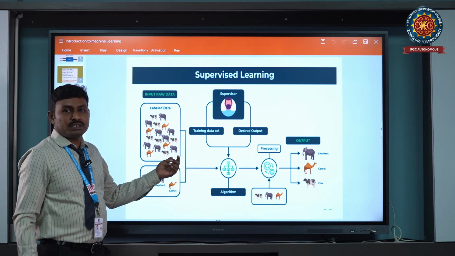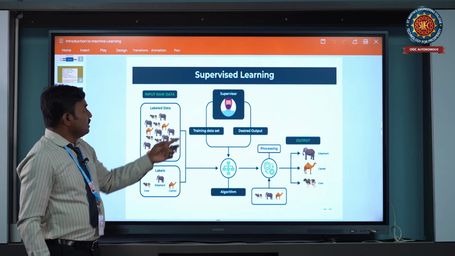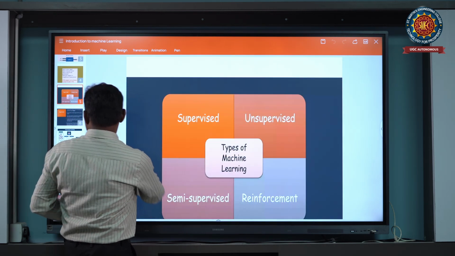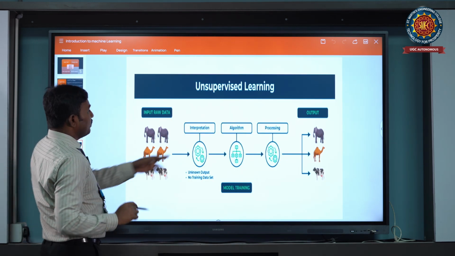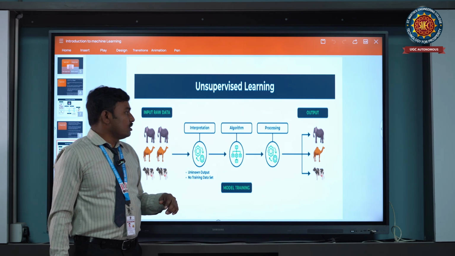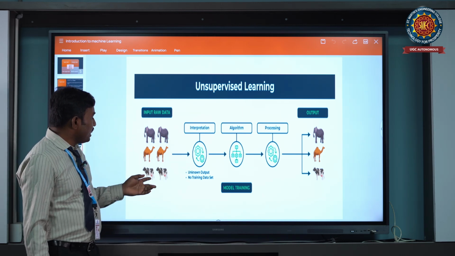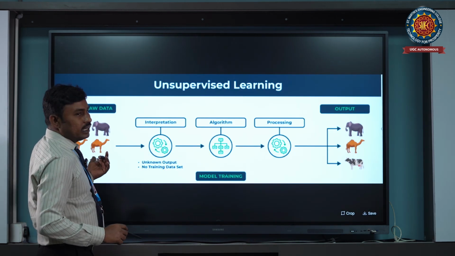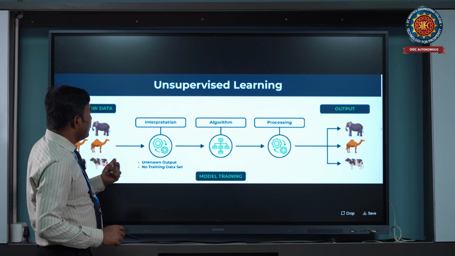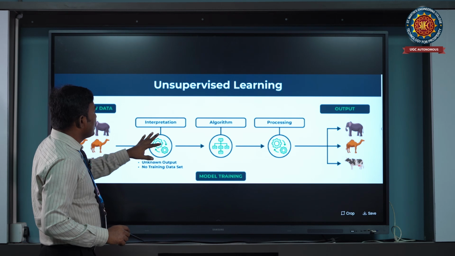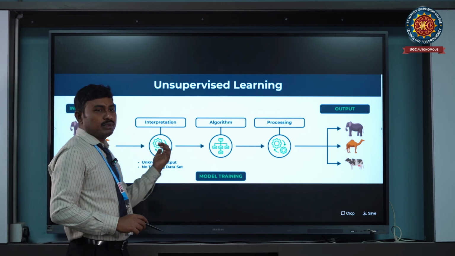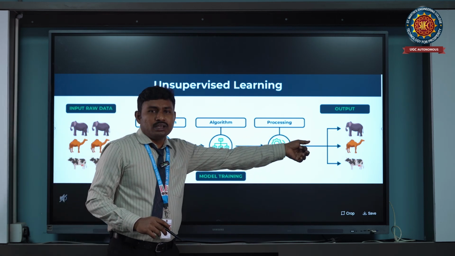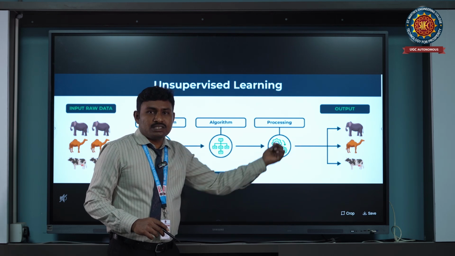Here we can see the diagrammatical representation for the unsupervised model. In the unsupervised model, we are giving the raw data without labels. The model will interact with the raw data, and based on the problem, we will select the algorithm. After that, the algorithm will process the data and give the output with correct predictions based on existing data.